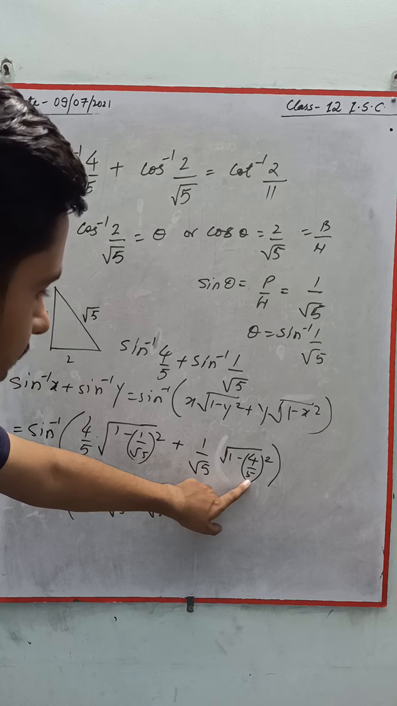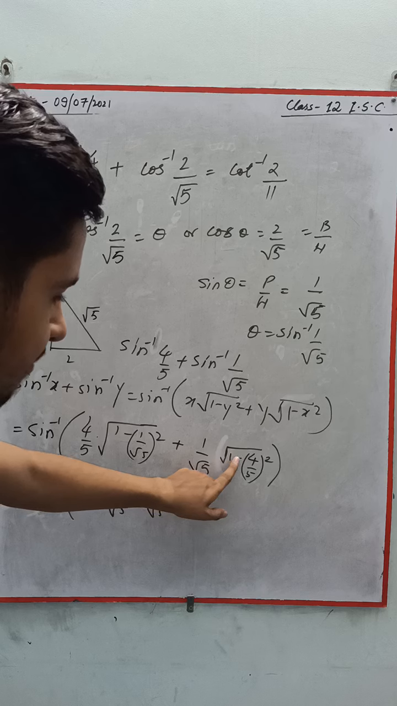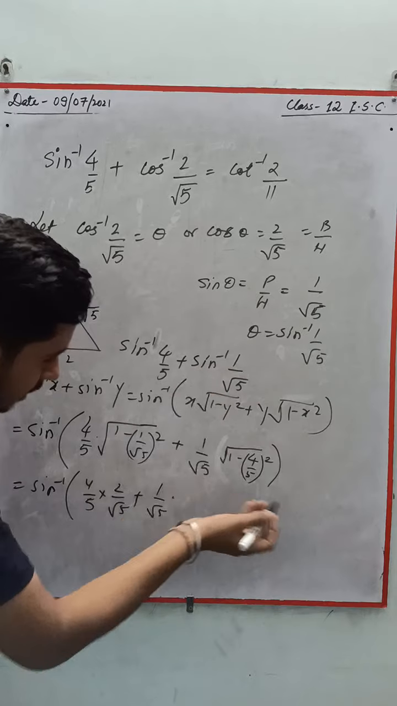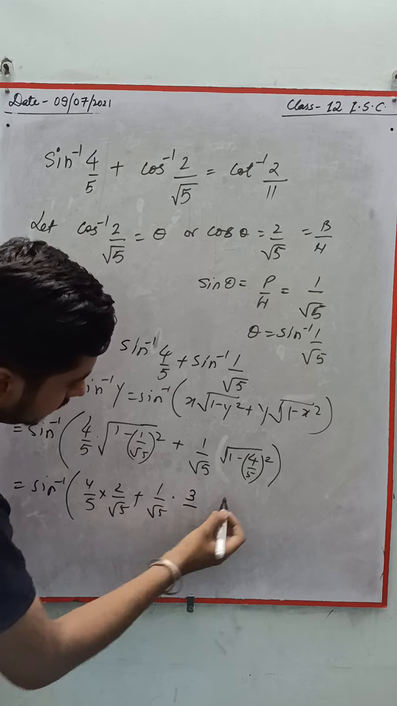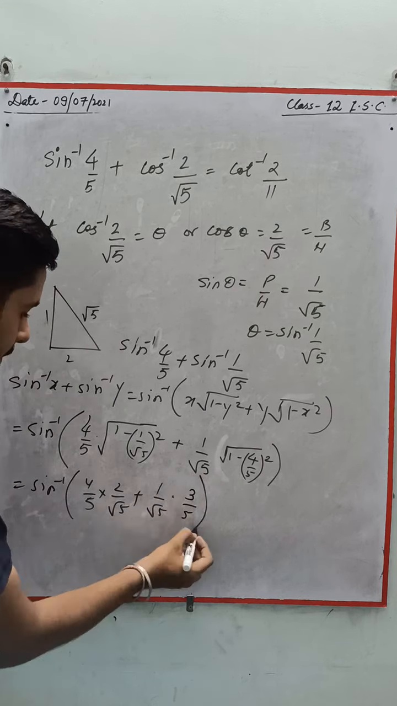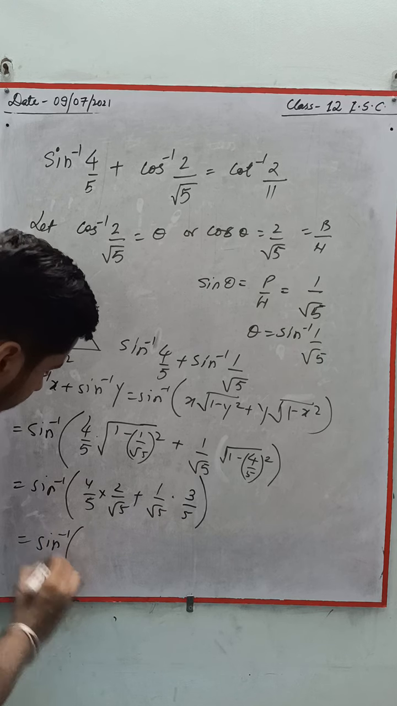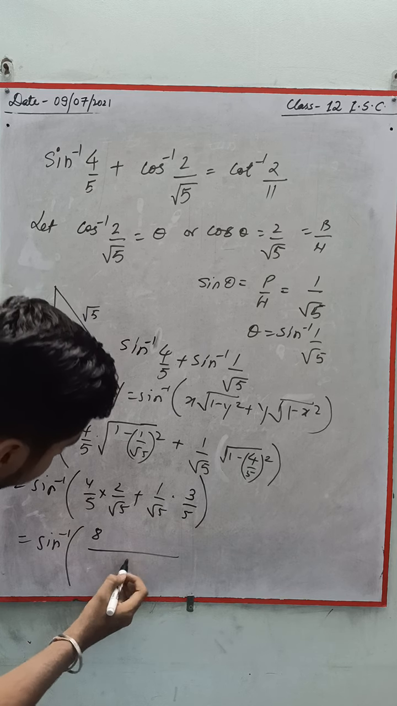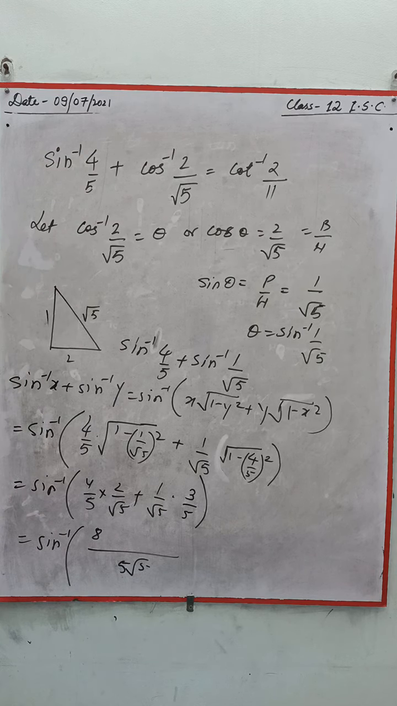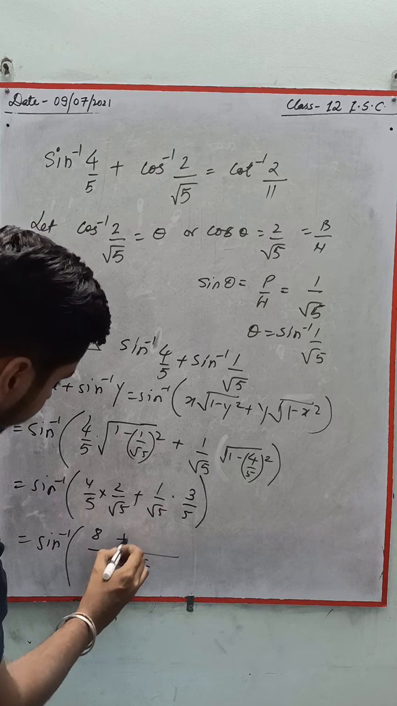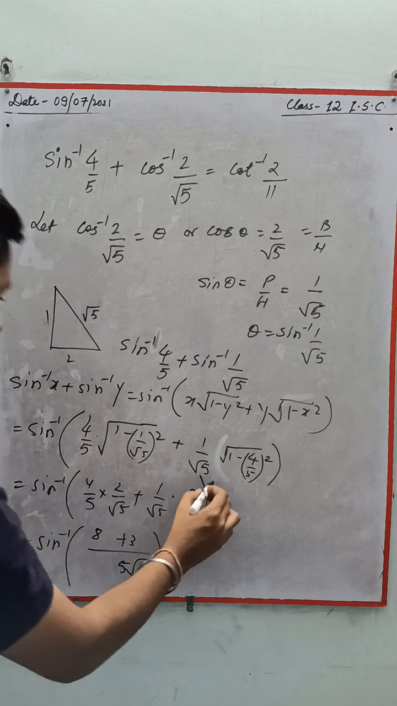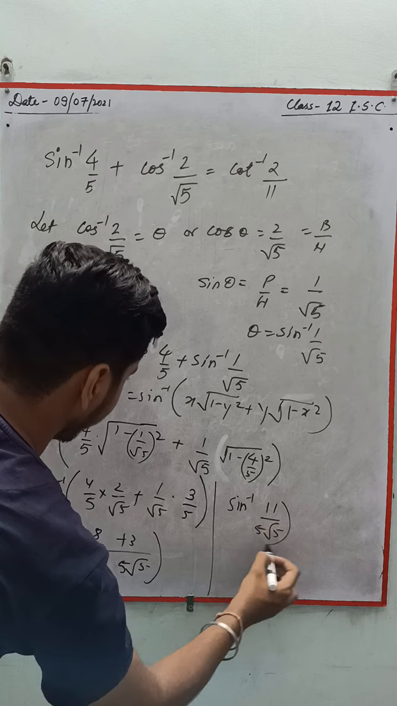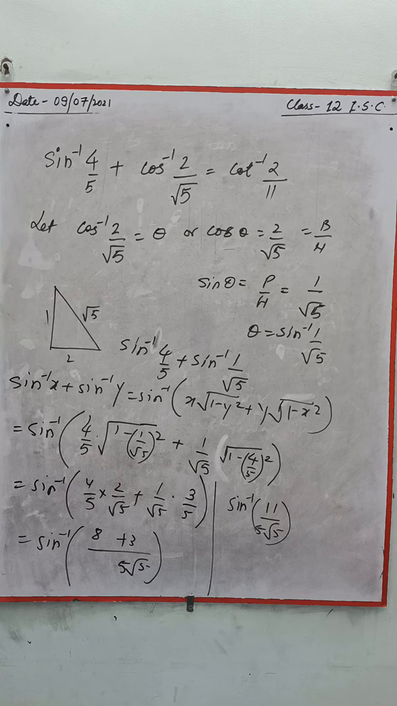So here it will be what? 25. So 25 minus 16 will give you 9, which on taking out from the root will give 3 upon 5. So sine inverse, this is 8 upon 5 root 5. See, this is 5 root 5, 5 root 5. So commonly we can say 5 root 5, 8 plus 3, 11. So sine inverse 11 upon 5 root 5. We got this as the result.